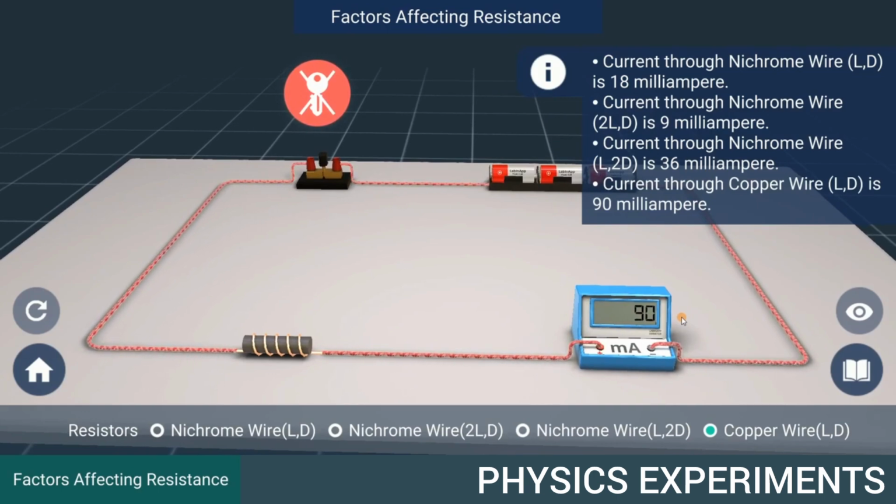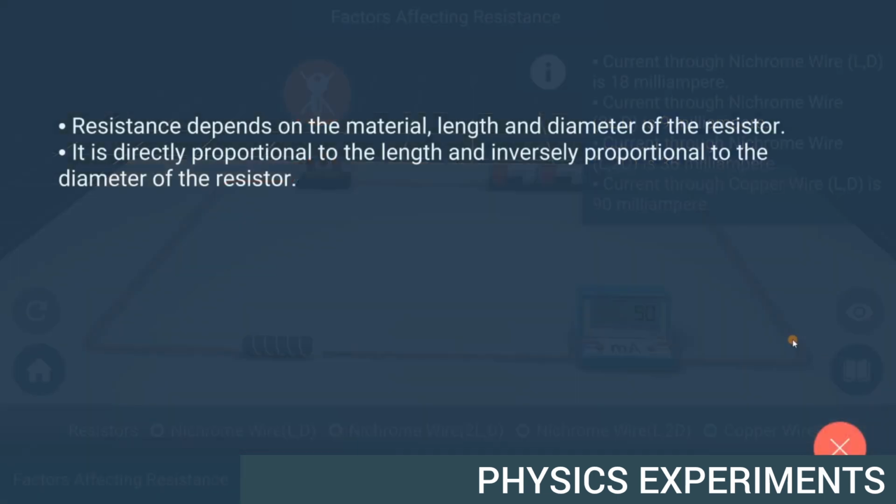Hence, we find that the resistance depends on the material, length and diameter of the resistor. It is directly proportional to the length and inversely proportional to the diameter of the resistor.